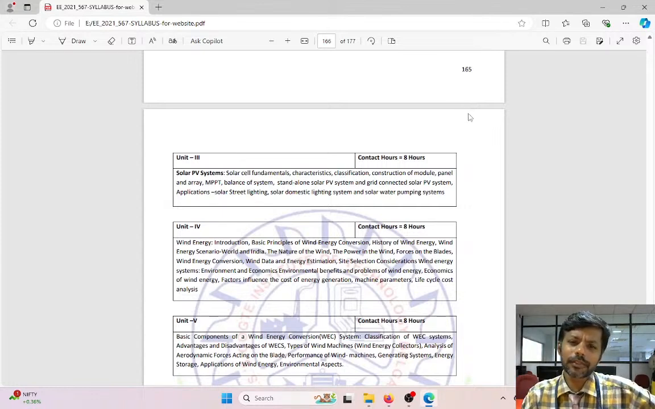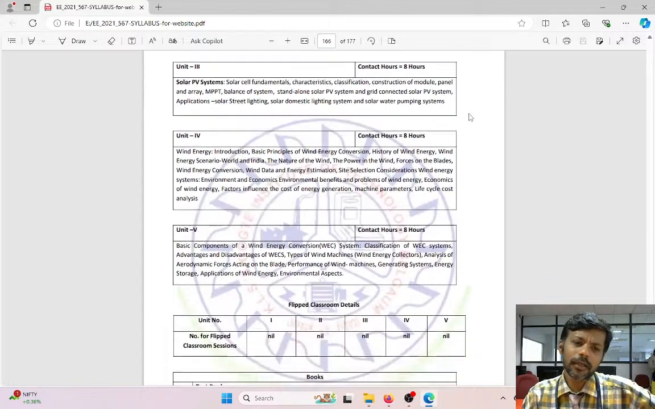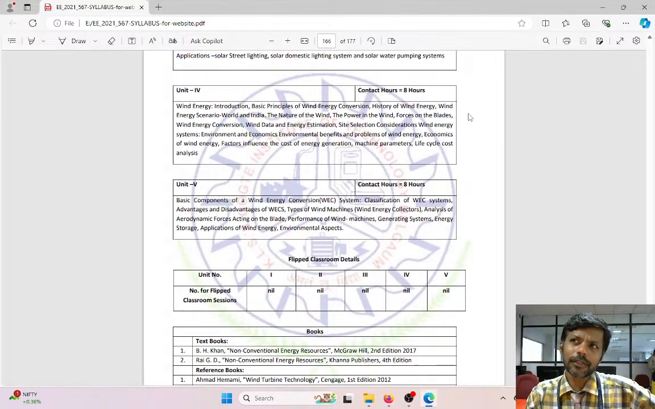These first three units are dedicated to solar, and the other two units, unit number 4 and 5, are dedicated to wind. So in the fourth unit we are going to discuss the wind basics. The history of wind energy goes back to the 18th century, and even from the 15th century, from the ancient days, we were using it. We were not exactly generating electric power, but the wind flow, the wind kinetic energy, was in use.